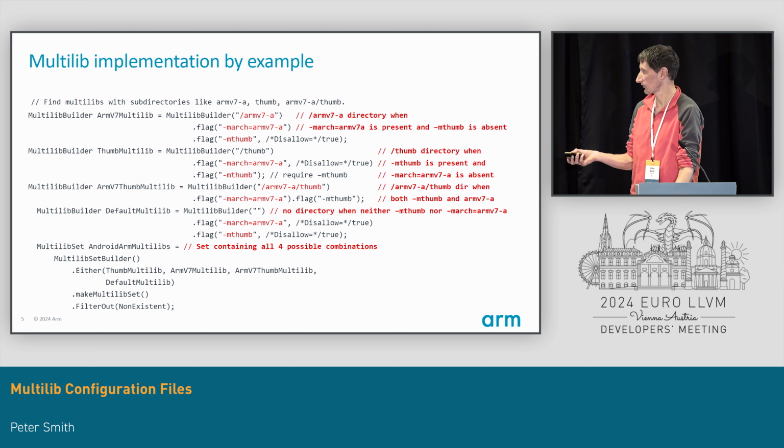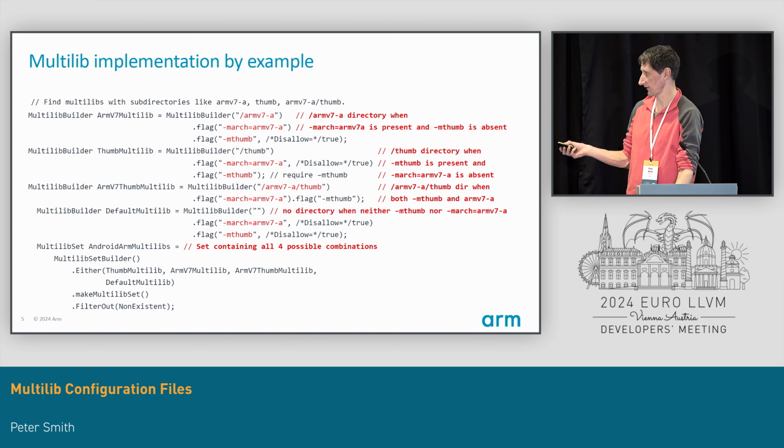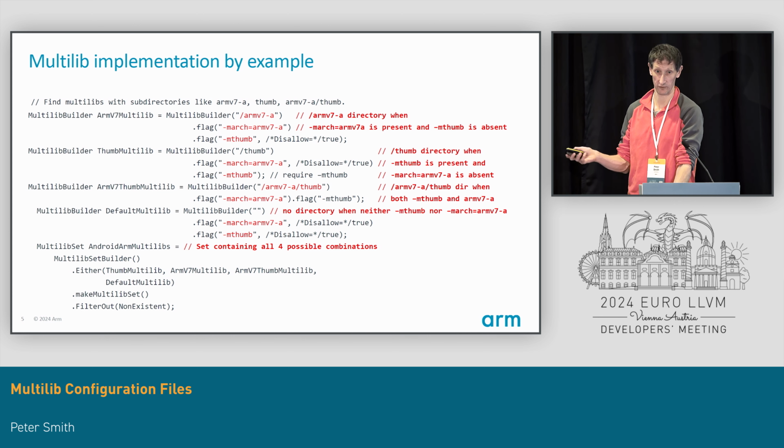Without going into too much detail, all of those ARM v7a and thumb entries are essentially representing what happens if I've got v7a without thumb, thumb without v7a. It's basically all four possible combinations, and then it selects a particular directory for those. Yeah, so this has been in Clang for ages. And so if you wanted to have Multilib in your particular toolchain, you had to write something like that.